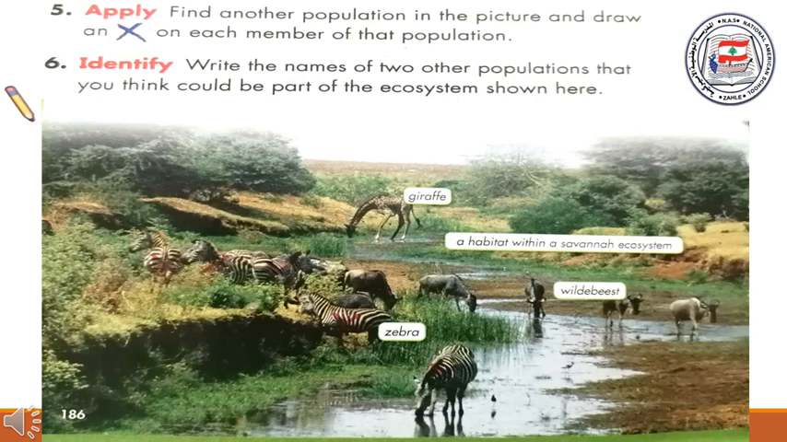Let's now solve question number 6. Identify. Write the names of 2 other populations that you think could be part of the ecosystem shown here. If you remember, in the previous video, we discussed the kinds of animals that live in grasslands, since a savanna is a type of grassland. We can say the 2 other populations are lions and elephants.